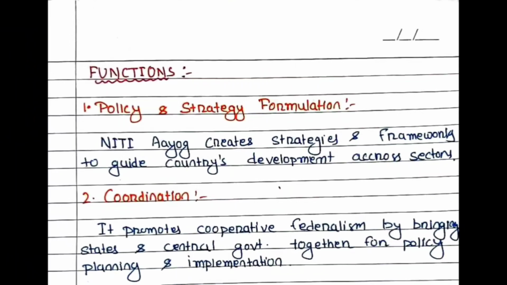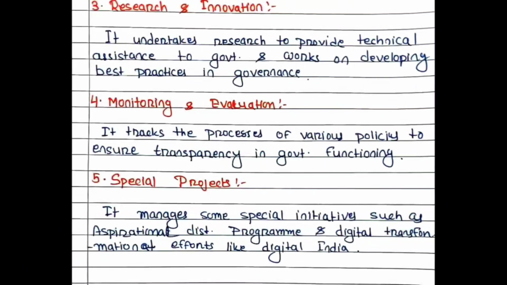Then the coordination. It promotes coordination, the cooperative federalism, by bringing all the states and union territories and the central government together for policy making, planning and implementation. So there is a great role of the states and the union territories in policy making and implementing. So it promotes the cooperation and coordination between the state governments and the central government.